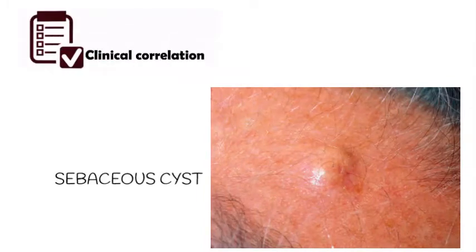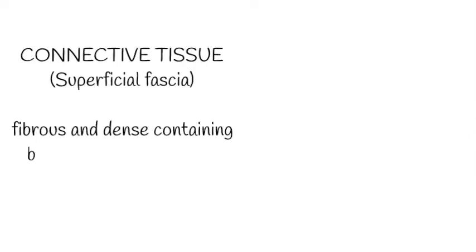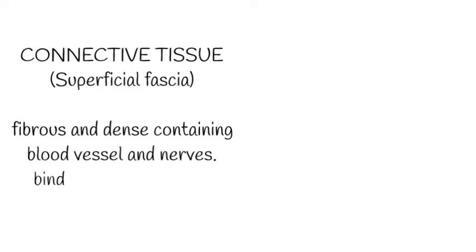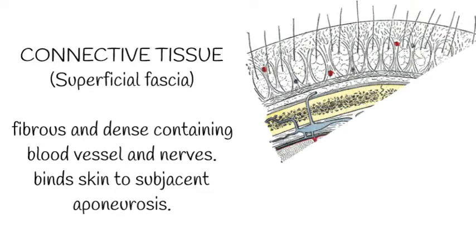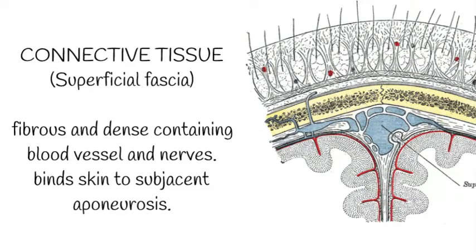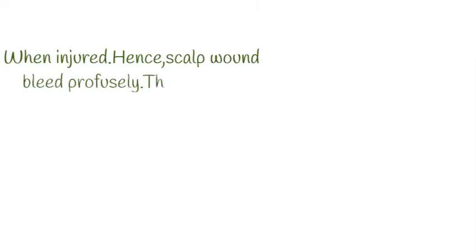Clinical correlation. It is one of the commonest sites for sebaceous cyst. The superficial fascia is characterized by dense connective tissue. It contains the blood vessels and nerves of the scalp. The fibrous strands in the superficial fascia are fixed to the walls of the blood vessels. This factor prevents retraction of the blood vessels when injured. Hence, scalp wounds bleed profusely.